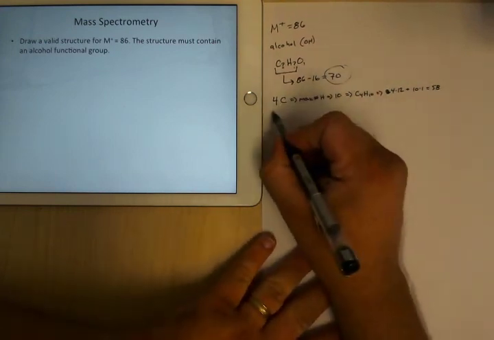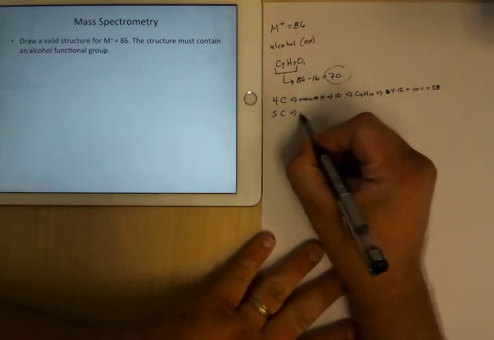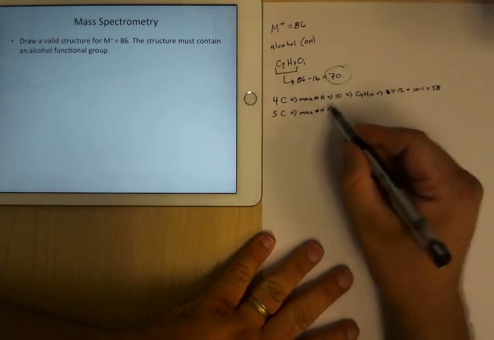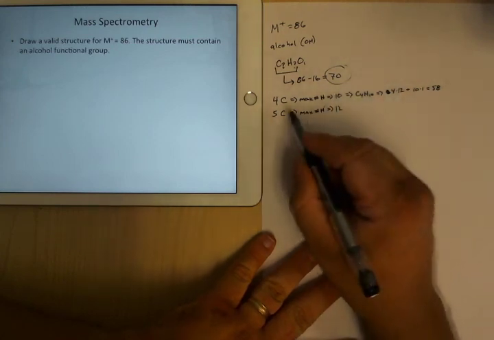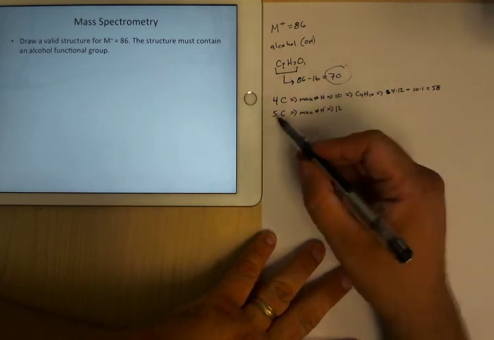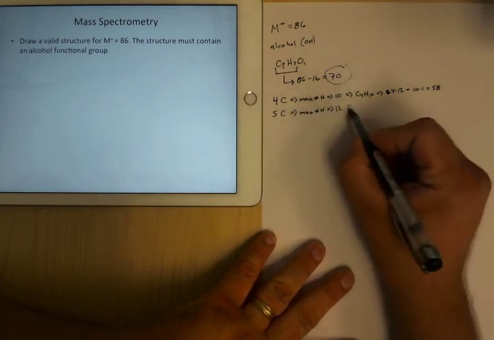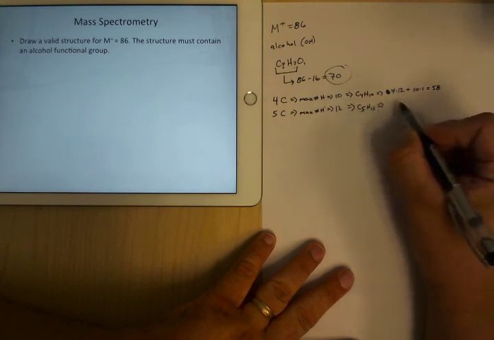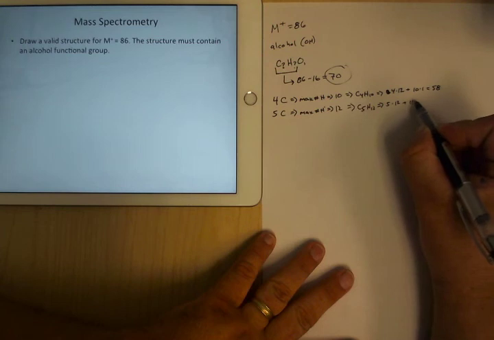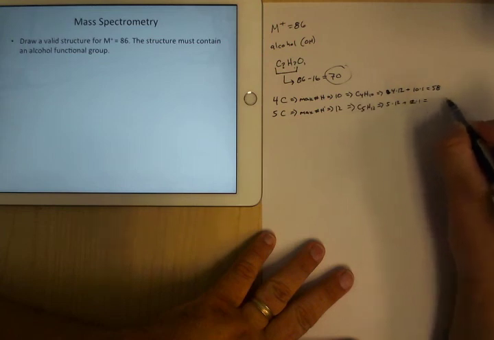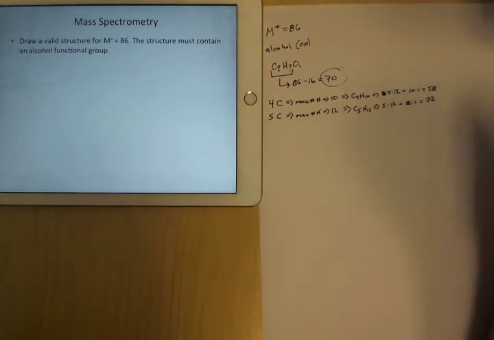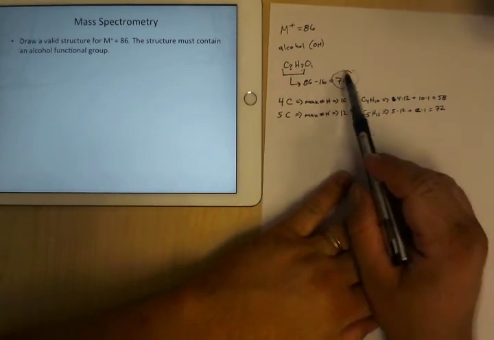So let's add another one, C5. The max number of hydrogens, for here it's 2 more, so it would be 12. So 2 times 5, 10 plus 2, 12. So that would be C5H12. It's 5 times 12 plus 12 times 1, so that would be 72. Okay, so we needed to get to 70.